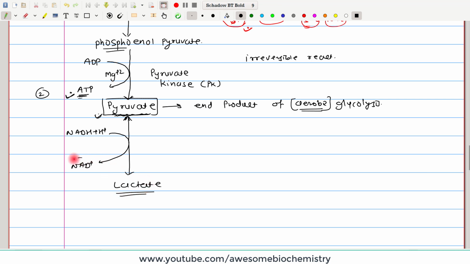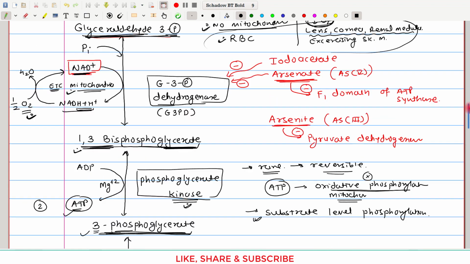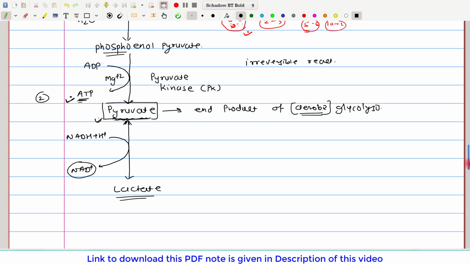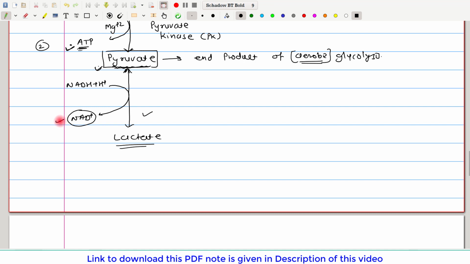But the more important thing is NAD plus is getting regenerated, and this NAD plus will be reutilized at this step, right? So in the presence of oxygen and mitochondria, there is no necessity of conversion of pyruvate to lactate. Why? Because the mitochondria's electron transport chain is taking very good care of the regeneration of NAD+. But in case any of this is absent, this reaction takes place and it regenerates NAD+. So by regenerating NAD+, glycolysis will go on and keep generating ATPs.